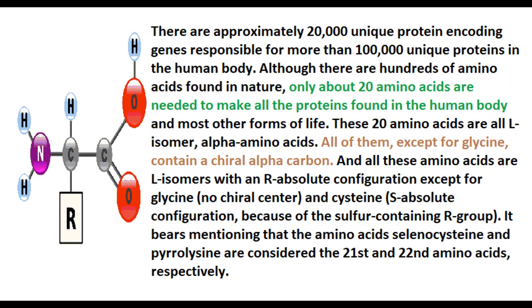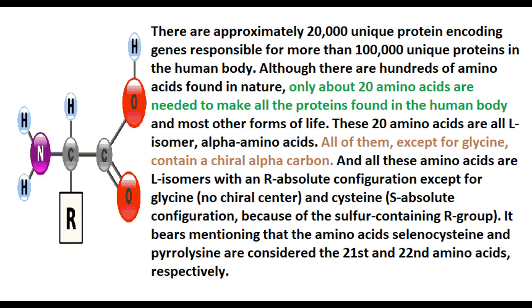There are approximately 20,000 unique protein-encoding genes responsible for more than 100,000 unique proteins in the human body. Although there are hundreds of amino acids found in nature, only about 20 amino acids are needed to make all the proteins found in the human body and most other forms of life. These 20 amino acids are all L-isomer, alpha amino acids. All of them, except for glycine, contain a chiral alpha carbon. And all these amino acids are L-isomers with an R-absolute configuration, except for glycine, no chiral center, and cysteine, S-absolute configuration, because of the sulfur-containing R group.